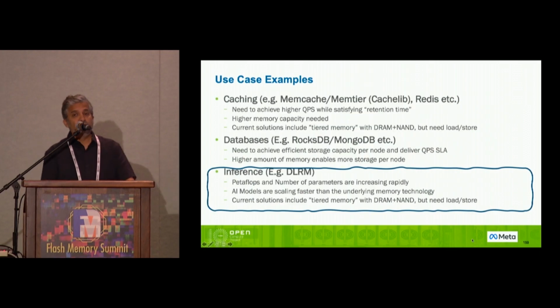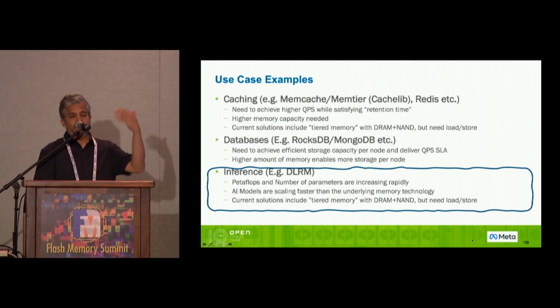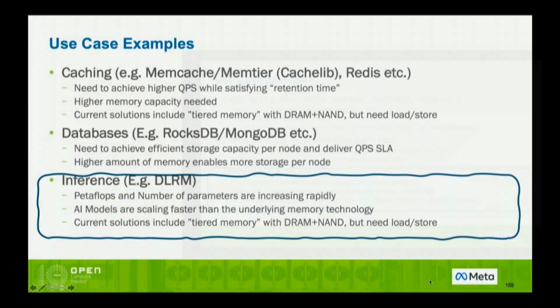So when we look at this kind of trade-off, let's look at different use cases. The slide that I went through quickly had databases and different training and inference applications. All of these have different needs for performance, bandwidth and capacity. For example, caching use cases have a goal of continuing to deliver higher queries per second while making sure that data is available for a given amount of time. This is typically driven by how long I hold the data.